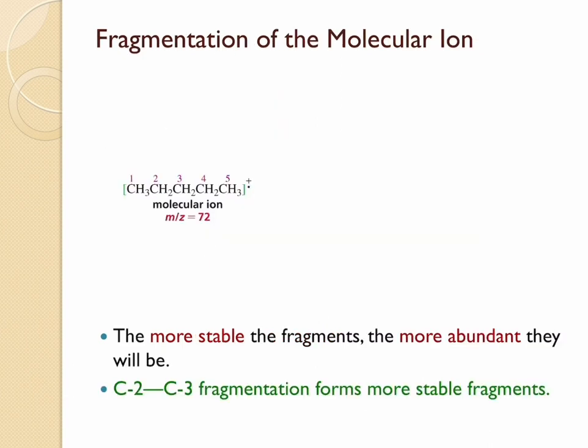Now let's see what fragments will be obtained when the molecular ion of pentane undergoes fragmentation. By looking at this molecule, we can see that there are no electronegative atoms, so all of these carbon-carbon single bonds have about the same strength and can break equally. Breaking across the C1-C2 bond is basically the same as breaking across the C4-C5 bond. Similarly, breaking across the C2-C3 bond is the same as breaking across the C3-C4 bond.